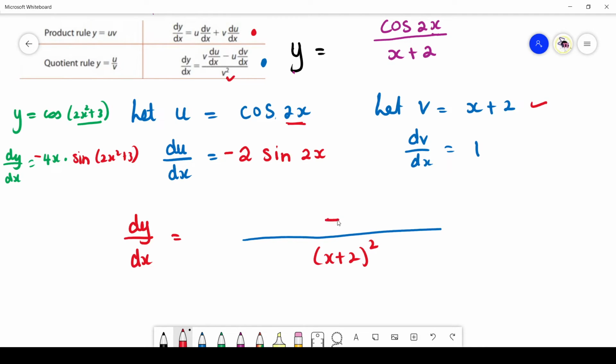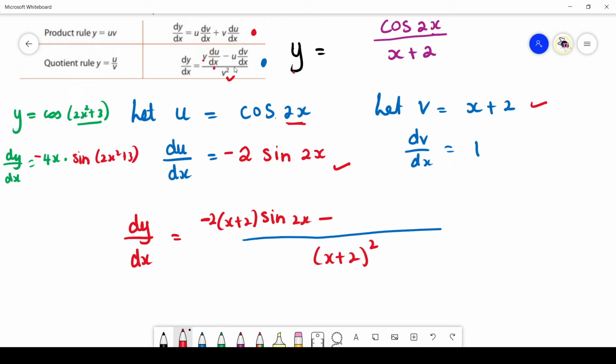Then we have a subtraction sign present in that quotient rule, and we begin with the letter v. Once again, v is x plus 2, and we're going to multiply by du dx, which is this chunk over here. I think we might need some more space. We're going to write that minus 2 in front, and then we're going to continue with our sine 2x. If you wanted to write the entire thing after the x plus 2, that's also fine.